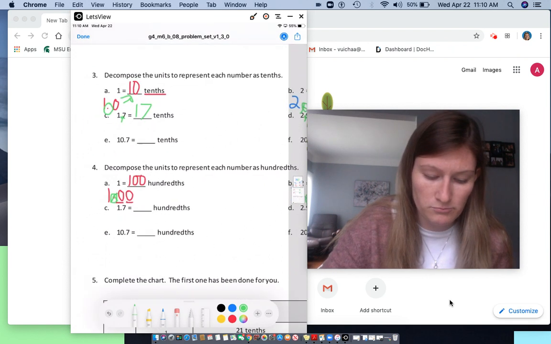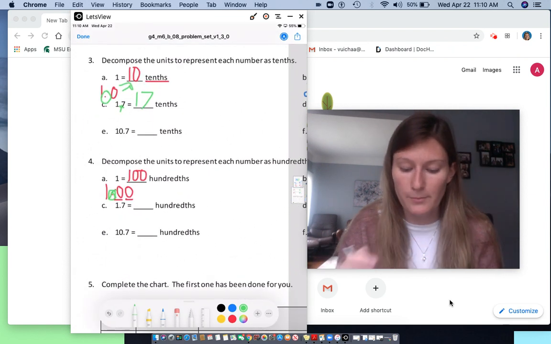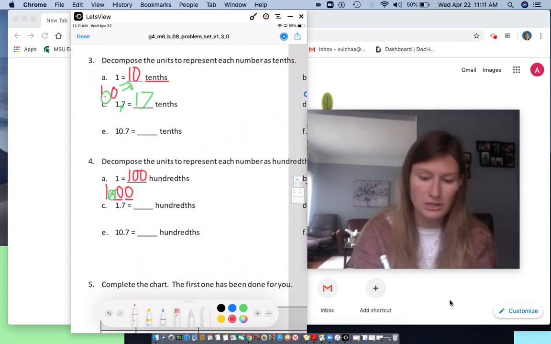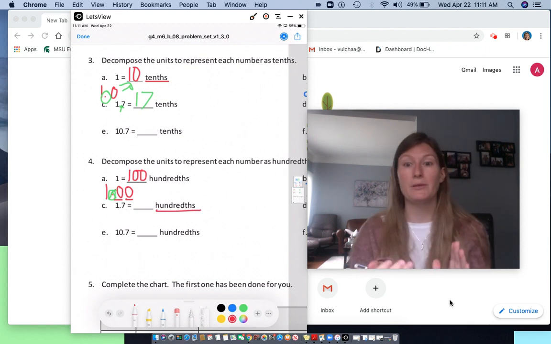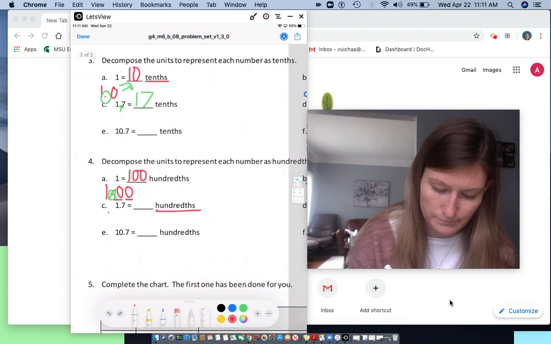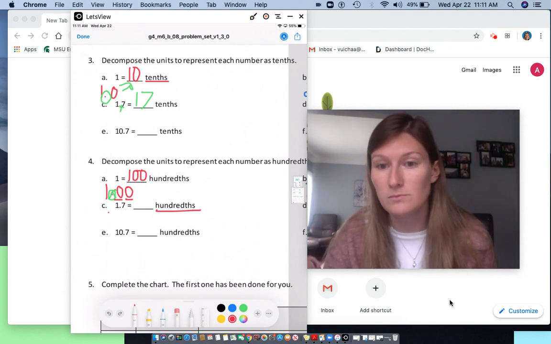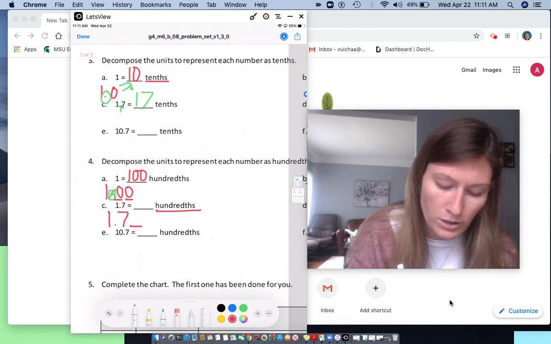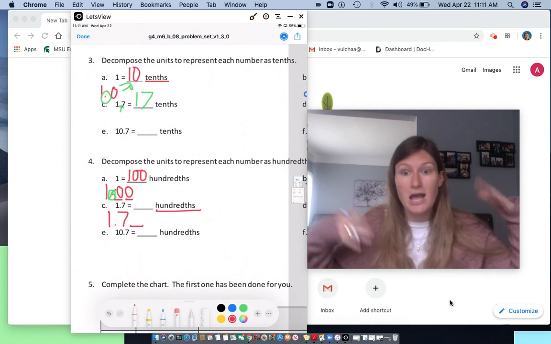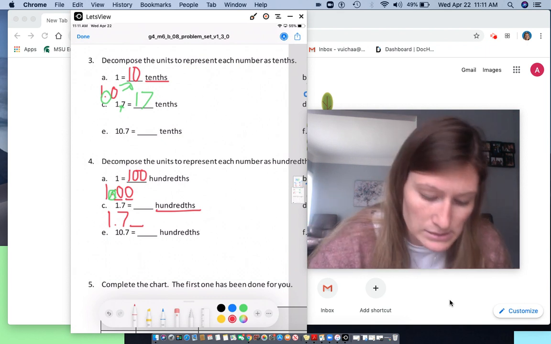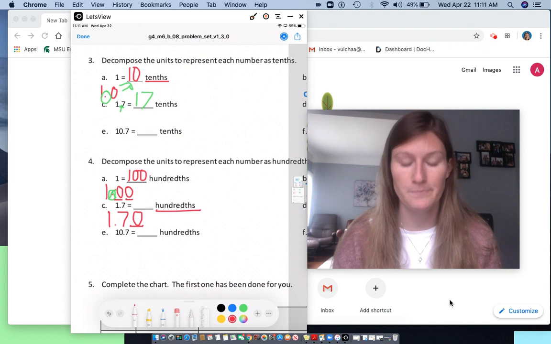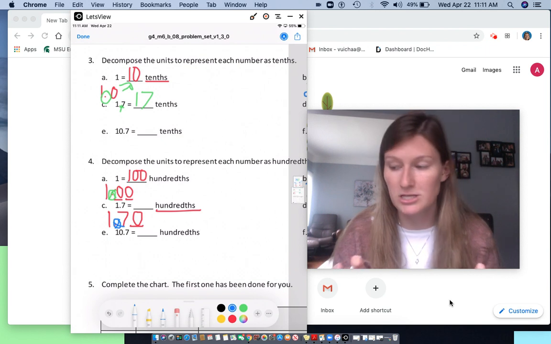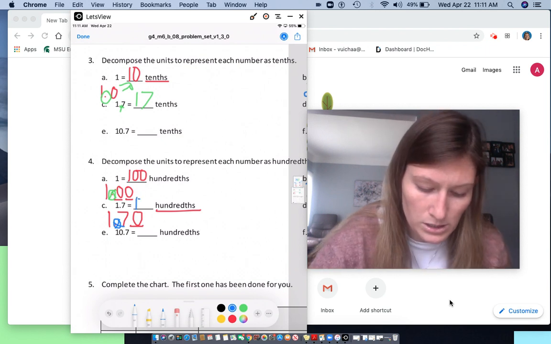Okay, now we have C. So 1.7. Now, unfortunately, we're going to have to change 1.7. Like I said, if you're dealing with the hundredths place, you have to fill in that place value. So let's rewrite 1.7 as a decimal into the hundredths place. 1.7, what do you think goes in the hundredths place? If we don't have anything, what goes there? 0. Okay, now we can use our trick. Take away the decimal, put our numbers together, 170.